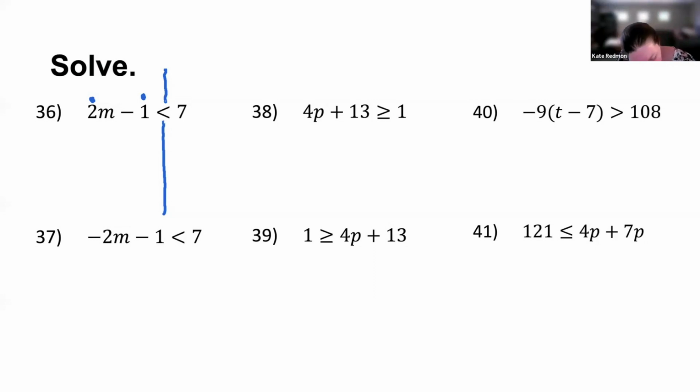So the 1 is subtracting from m. I will add 1 to get rid of it. And I will keep my balance. What is my new equivalent inequality? Well, subtracting 1 and adding 1 are opposites. They cancel.